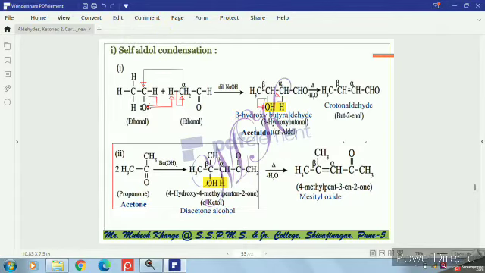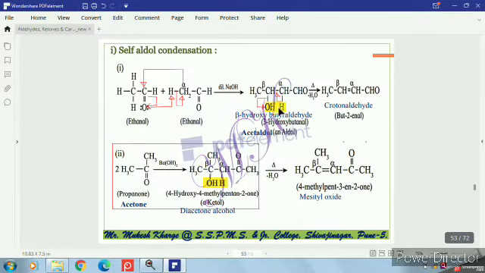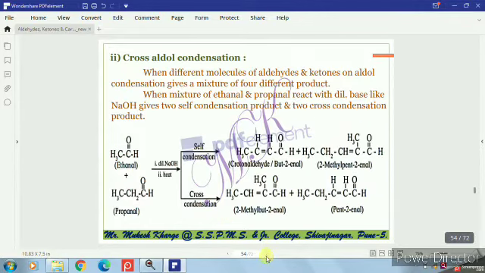But if we take two different types of aldehydic molecules or ketonic molecules, then that reaction is called cross-aldol condensation. So here we take acetaldehyde, ethanal, and propionaldehyde, propanal. If we take a mixture of these two, in the previous self-aldol condensation of ethanal, what is your final product? The final product is crotonaldehyde, butenal, that is one product.